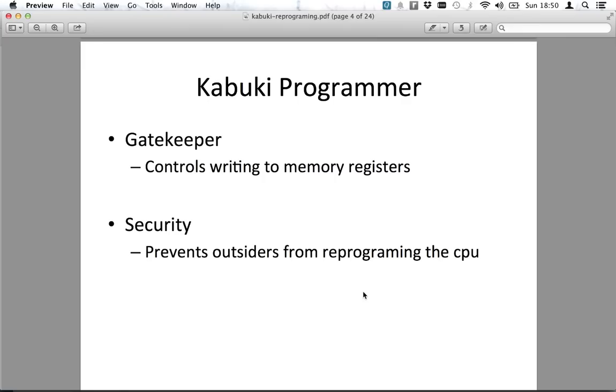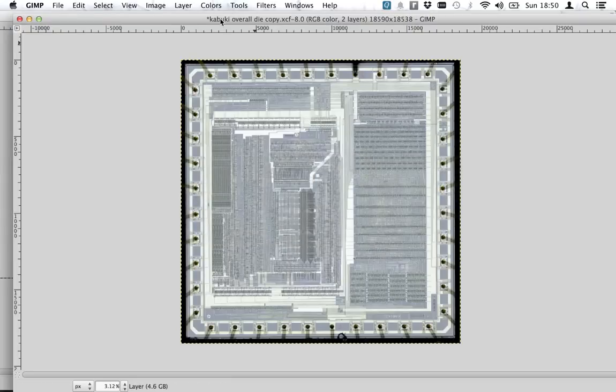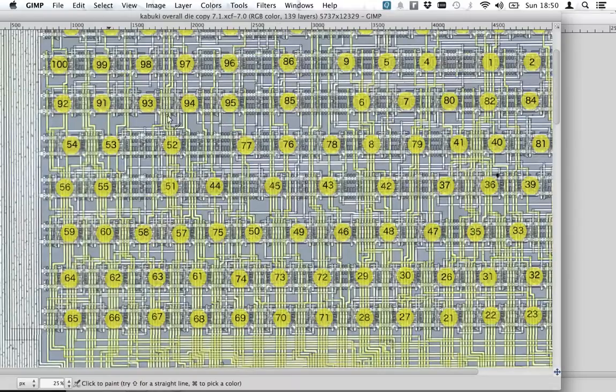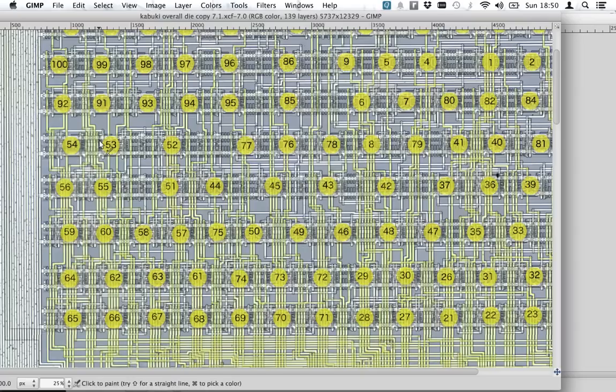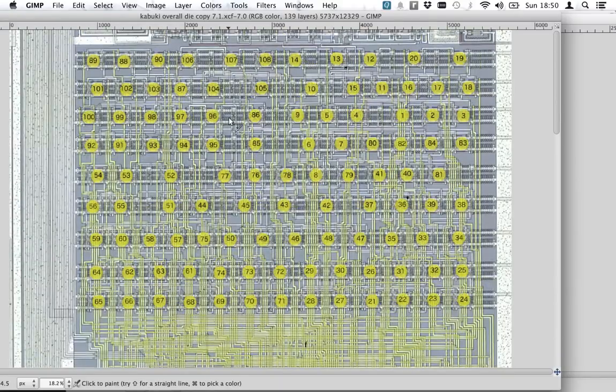So every single area of the CPU that needs to decrypt has direct access to specific bits to perform the operations. And perhaps I can show you this graphically. One of the tasks that was necessary to effectively reverse engineer the CPU was also to understand what to write and where. You're looking here at something that took a while to compose, but it's basically a map of the 108 memory bits of the Kabuki memory area, all labeled correctly.